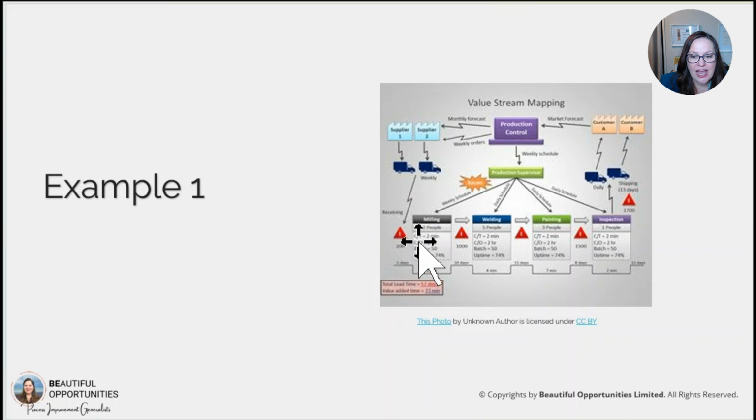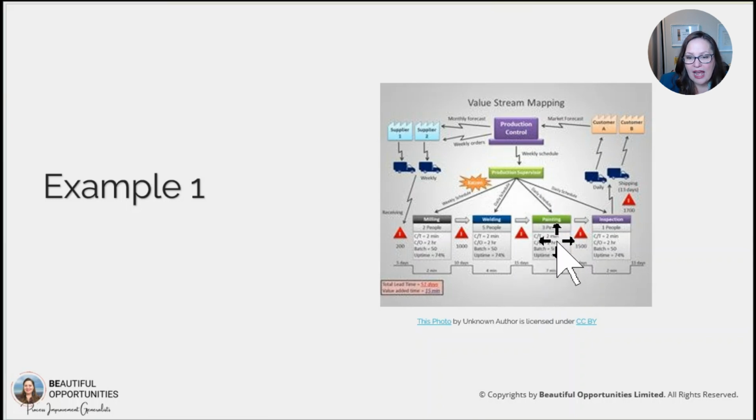We can see here they have the inventory triangles in red. And in this case, it might be hard to see, but they have 200 items at the start here before we even get into the process. And then there's milling, welding, painting, inspection. All of these change the product or service in some way. And at the bottom, we have that lead time ladder that tells us how long it's taking for our products or services to go through each of these steps. Now, what we can see here is that this step takes 7 minutes.